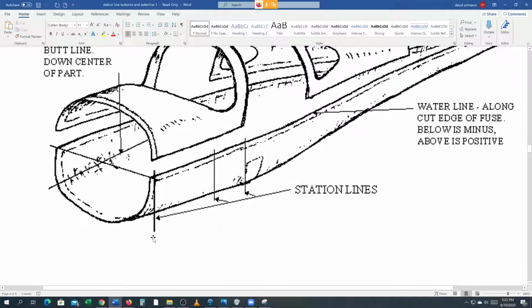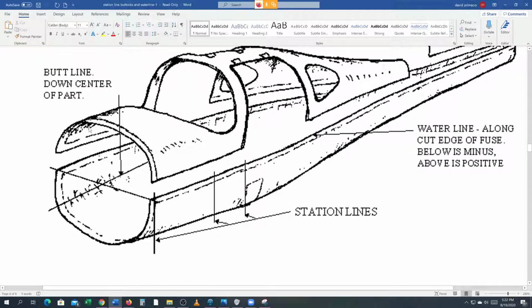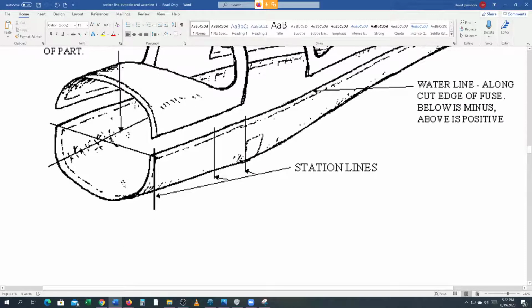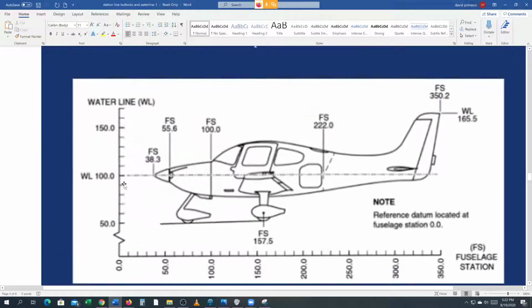Again, some references of station cuts, water lines, and buttock lines. Okay, it's where the left and right end butt up together. So usually the planes are symmetrical, okay, for the most part. Another illustration of what water lines are, I think that's always the easiest one for people to grasp, water line being from the bottom up.